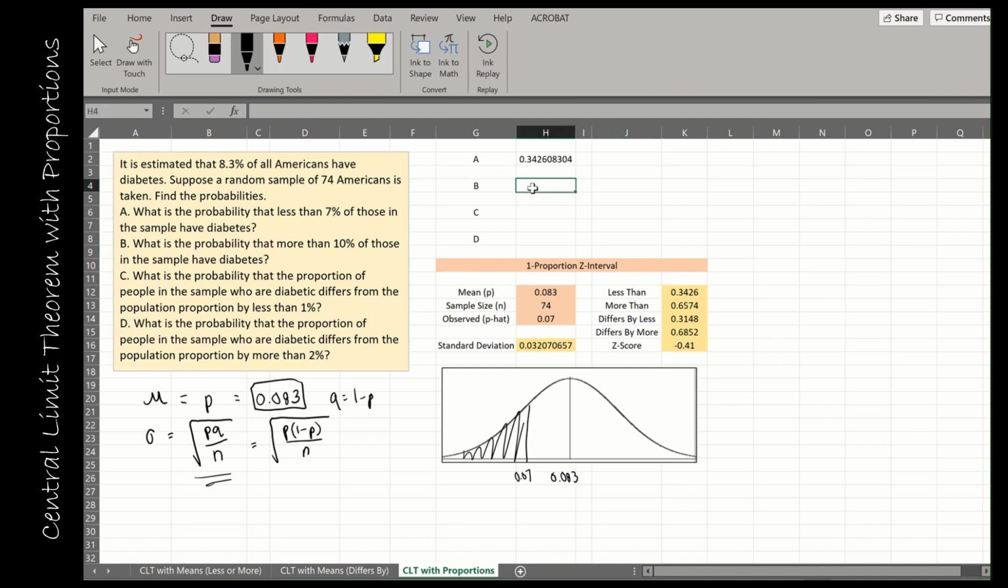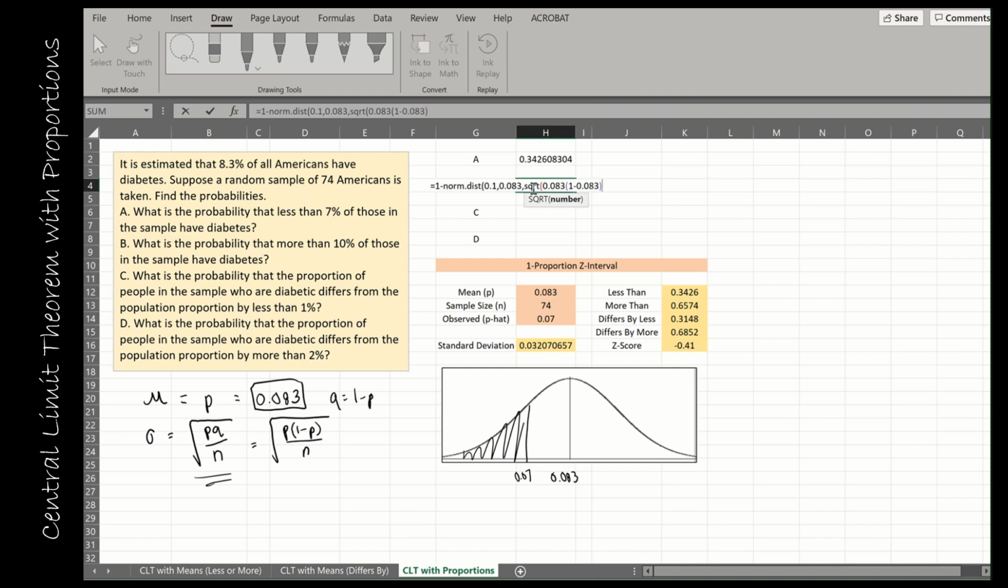So now let's take a look at B. What's the probability that more than? Well, by now we should know that more than means it's 1 minus less than. So more than 10% would be 1 minus less than 10%. So I'm going to do norm dist, and x is 0.1, because 10% as a decimal is 0.1. The mean is 0.083. The standard deviation is the square root of 0.083 times 1 minus 0.083.